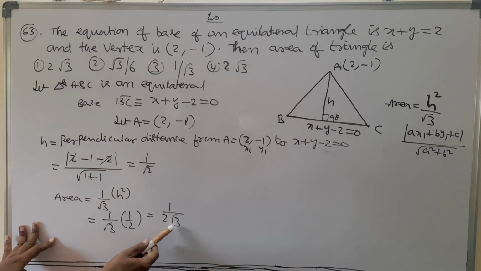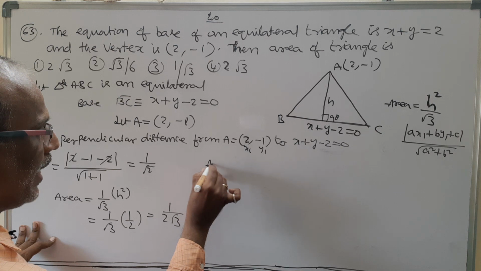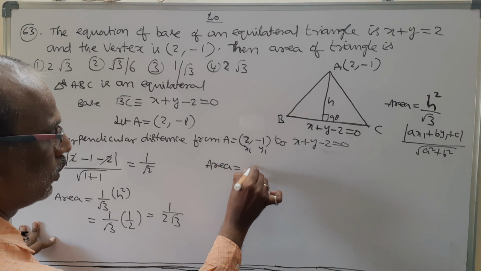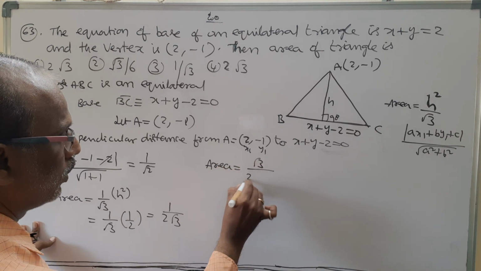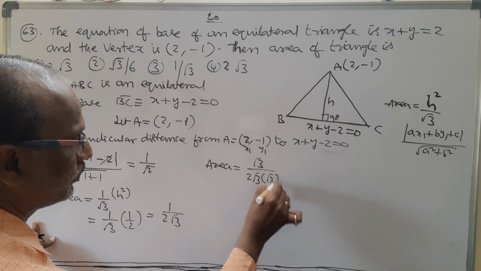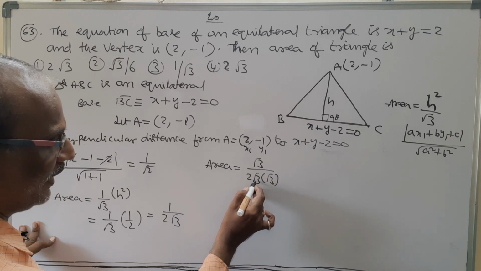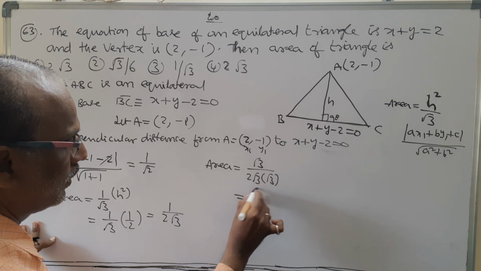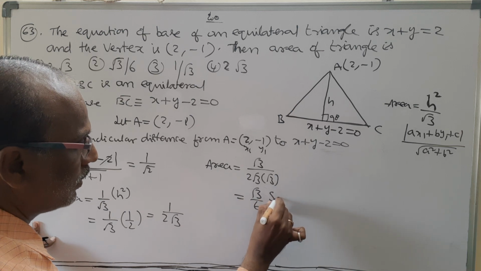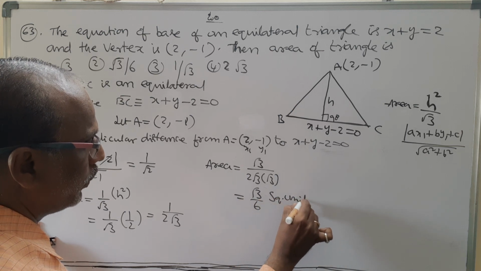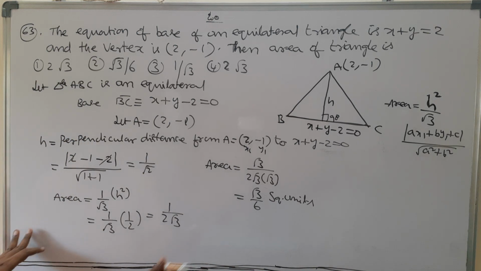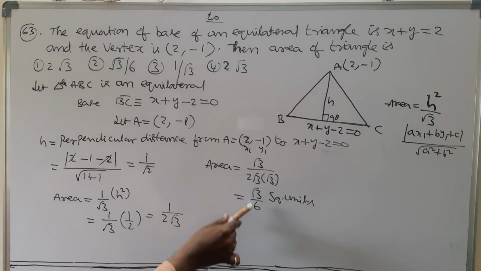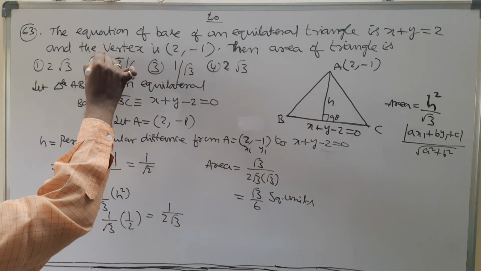So we multiply and divide with root 3. Area is equal to root 3 by 2 root 3 into root 3, that is root 3 by 6. The area of the equilateral triangle is root 3 by 6 square units. That is, the second option is right.